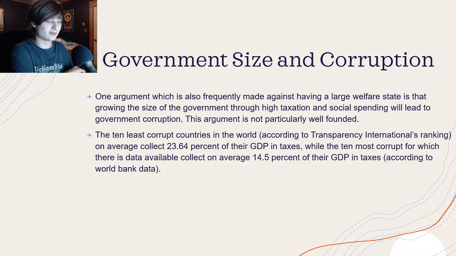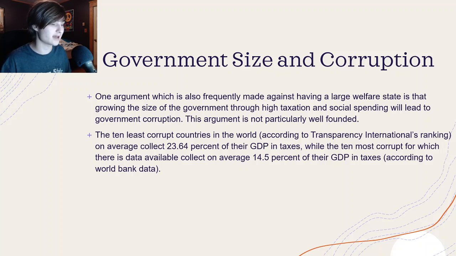Another common argument which is frequently made against having a large welfare state is that growing the size of government through high taxation and social spending will lead to more government overreach and government corruption. However, this argument is not particularly well-founded.